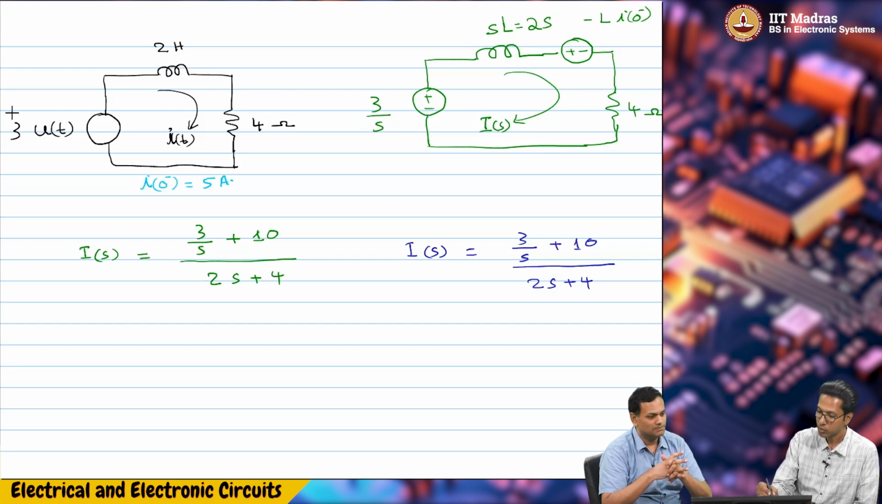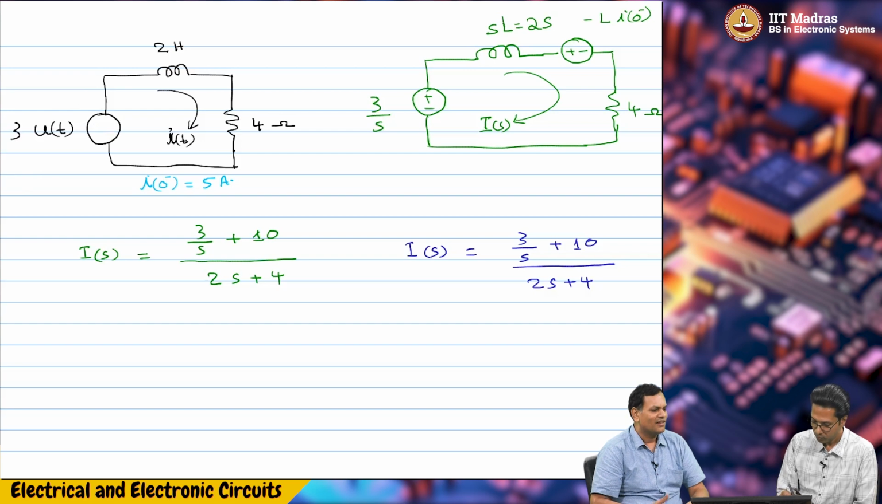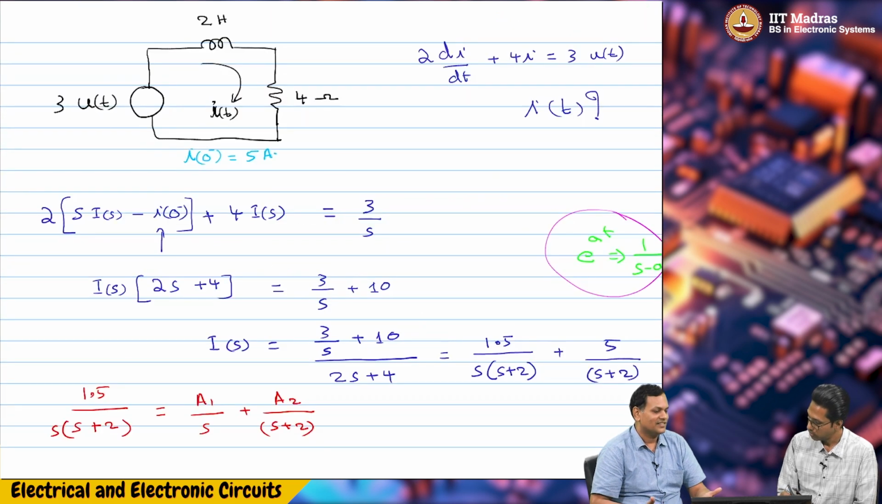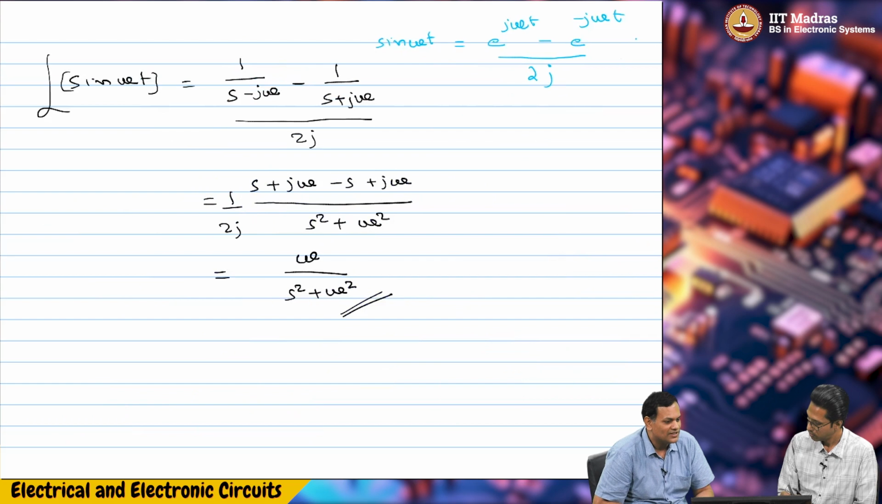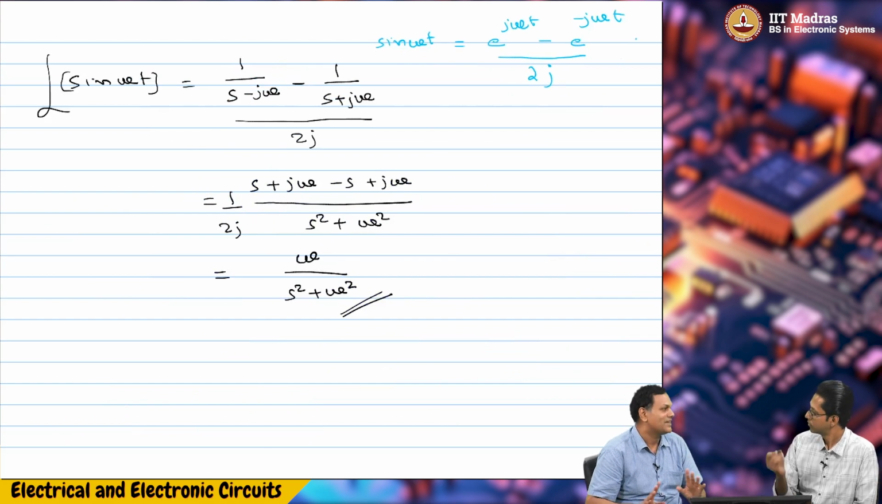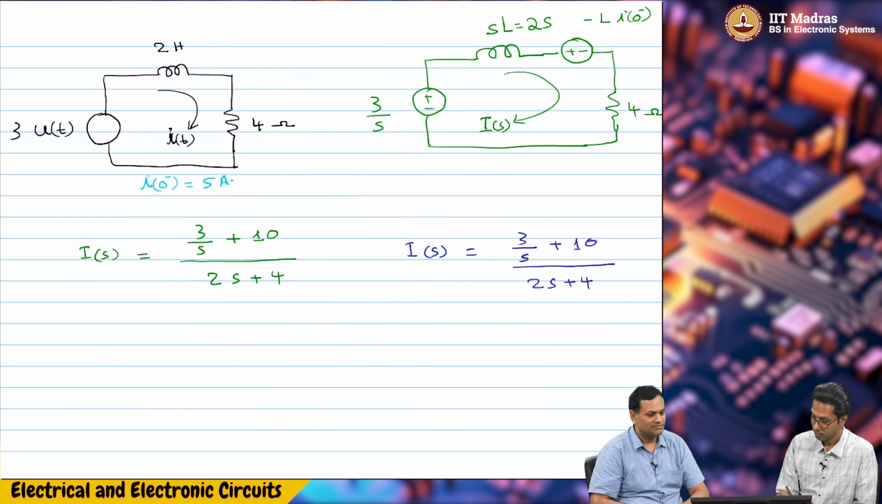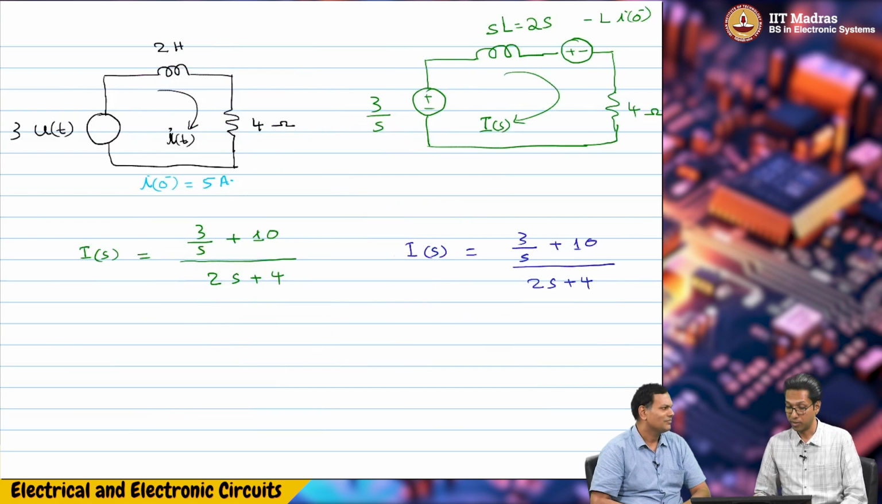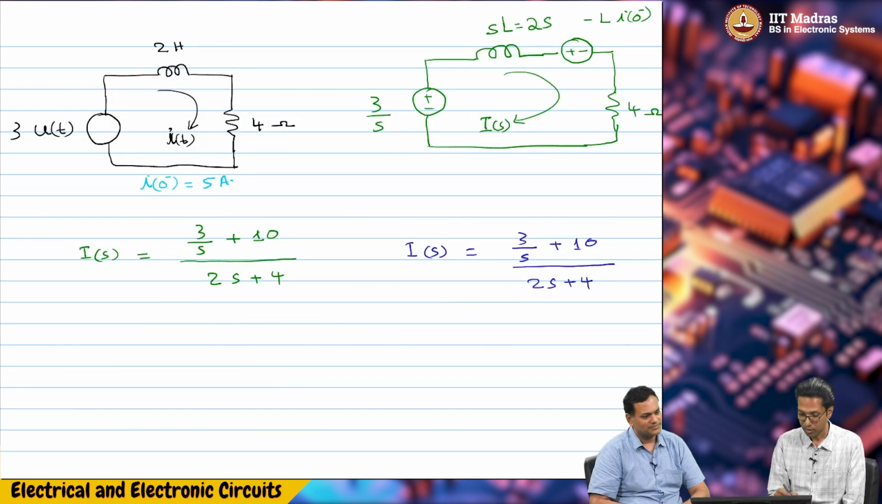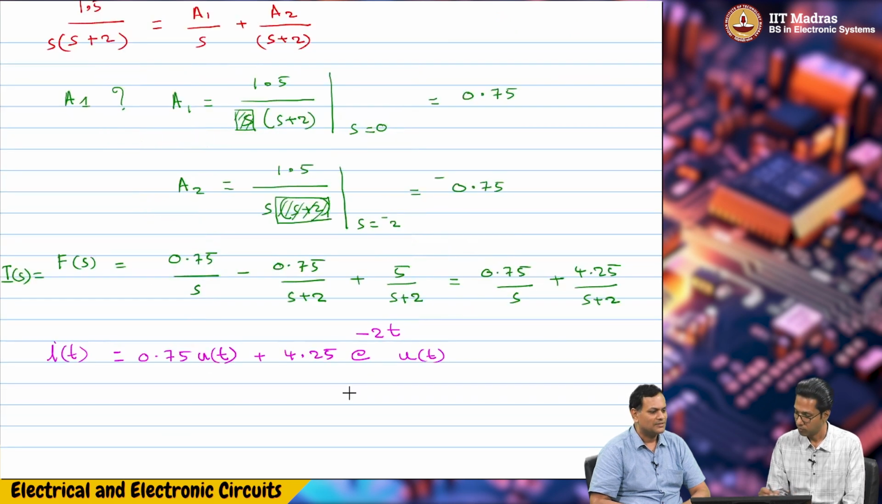If this was a sine wave, then for the sinusoid, it was omega by s squared plus omega squared. For cosine, it was s by s squared plus omega squared. We could have just replaced the source input by that. Now it is becoming very easy. And from here, of course, as we have done, we can do the partial fraction and get the solution.